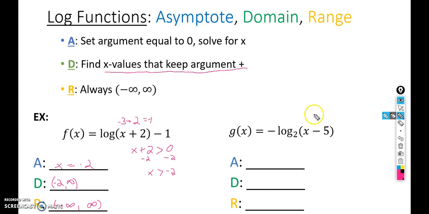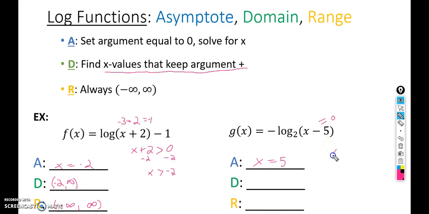Let's work one more final example. In this example, I want to find my asymptote, and so I set this equal to 0. Well, the only thing that's going to make this argument equal 0 is if x equals 5. So x equals 5 is going to be my asymptote.